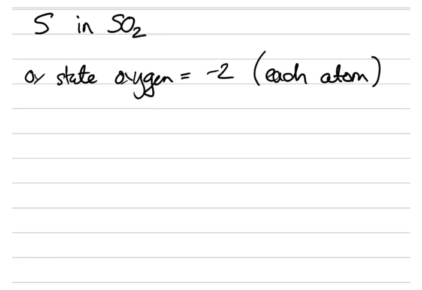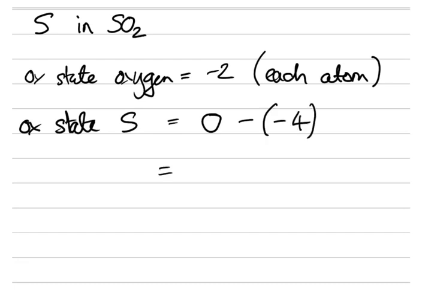So that must mean the oxidation state of sulfur can be calculated by subtracting the -4, the -2 for each of the 2 oxygen atoms is -4, subtracting that from the 0, which is the total oxidation state of the whole molecule, the whole compound. So that, of course, means that sulfur in this compound has an oxidation state of +4.